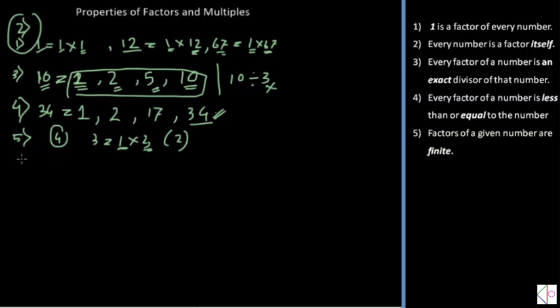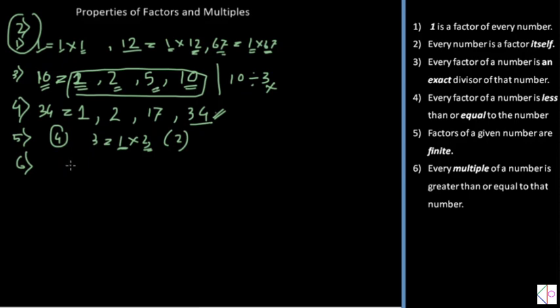Okay. Next is property number 6. Every multiple of a number is greater than or equal to that number. Here it is multiple, not factor. So if we find the multiples of 5, what will we get? From the table we can say 5 times 1 equals 5.